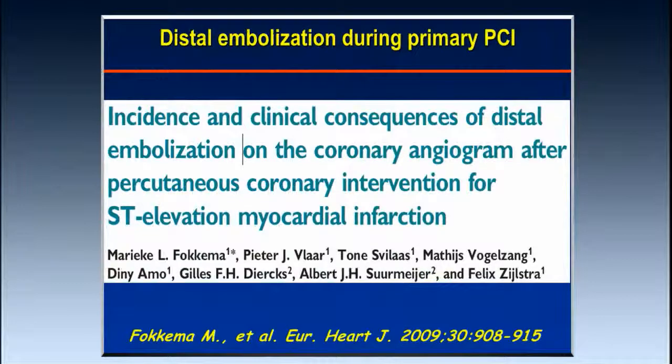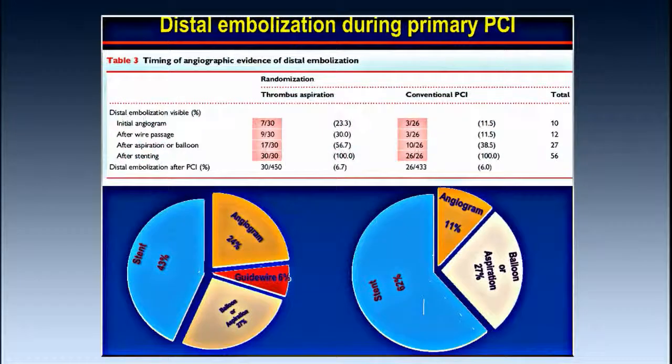There is an interesting paper from Felix Zylstra showing that when we do thromboaspiration or conventional PCI, distal embolization can happen simply by doing angiography in 11 to 20% of the cases, during guide wire passage, balloon, and even during aspiration. But most of the time it happens when you stent. So I think that's perhaps the right time, and this is something that we can potentially avoid, since you cannot avoid doing angiography or crossing with the wire. So I think that's a good rationale for the use of a device like the MGuard.